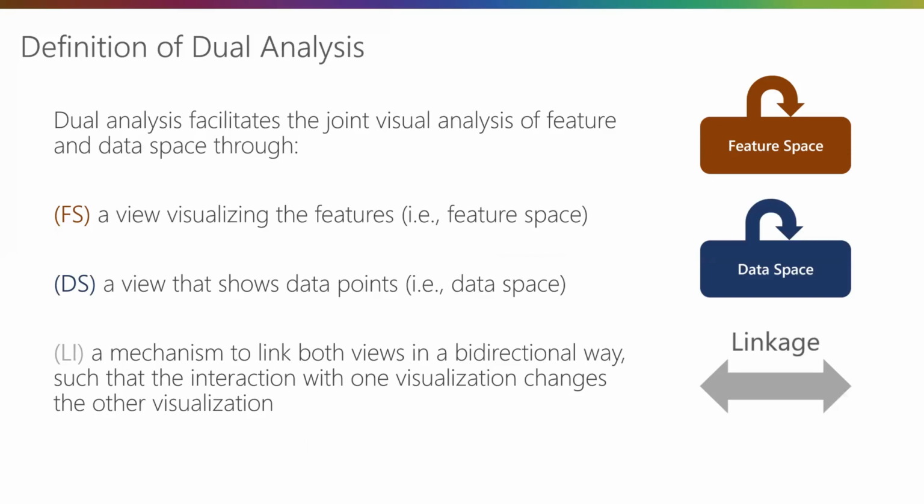So at first, I would like to start with a definition of dual analysis that we reached through our research. So in general, dual analysis facilitates the joint visual analysis of feature and data space through a view visualizing features, i.e. what we call the feature space, a view that shows data points, i.e. the data space, and lastly, a linkage, a mechanism that links both views in a bidirectional way such that the interaction with one visualization changes the other visualizations. So as we saw before, feature space and data space are directly linked.